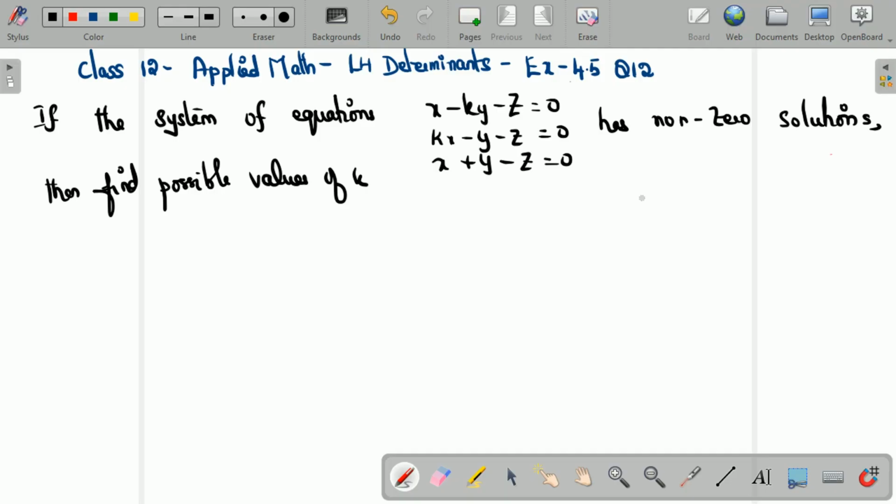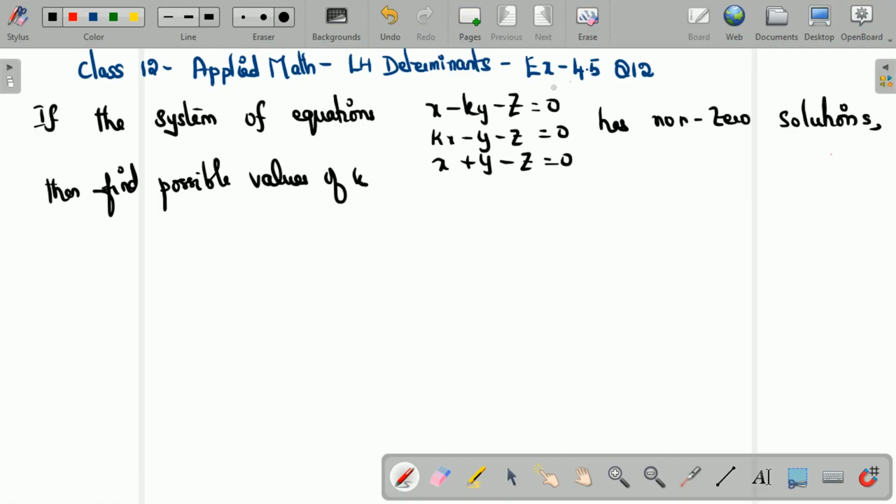In this video, let's find the solution for the 12th question in exercise 4.5. If the system of equations x minus ky minus z is equal to 0, kx minus y minus z is equal to 0 and x plus y minus z is equal to 0 has non-zero solutions, then find the possible values of k. See, this is our set of homogeneous equations.